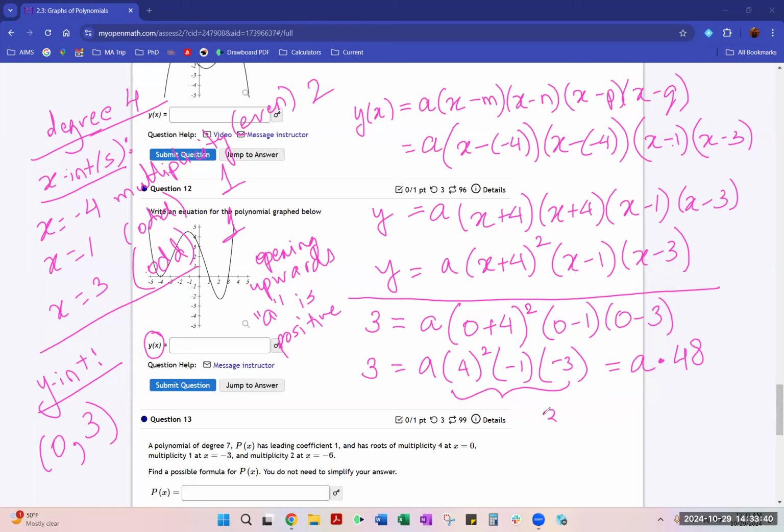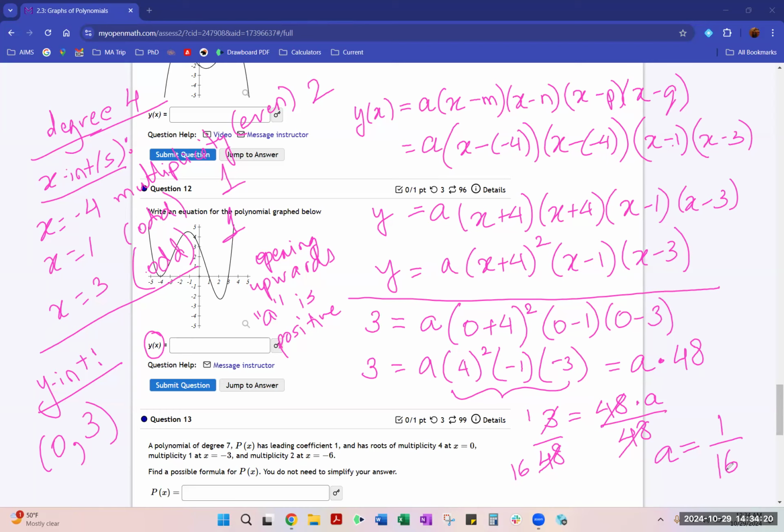So at this point, you should have 3 equals 48 times a, right? So to get a by itself, we would go ahead and divide both sides by 48. And then let's see, 3 will go into 48 16 times, right? So 3 goes into itself once, 3 goes into 48 16 times. So you will actually see, once we simplify that fraction, that the a value comes out to be 1/16, right? And once you have that, you can go back and put it into our equation.